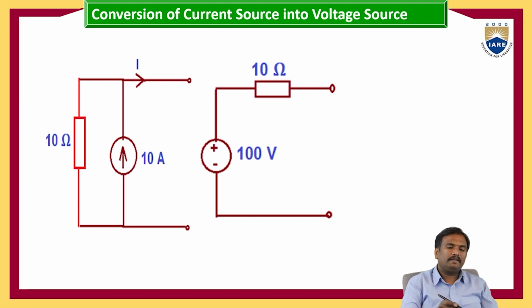Let us go with the example. If a 10 ampere source is connected in parallel with 10 ohms, then 10 into 10 is equal to 100 volts, which is in series with the 10 ohms. This is the current source converted into a voltage source.